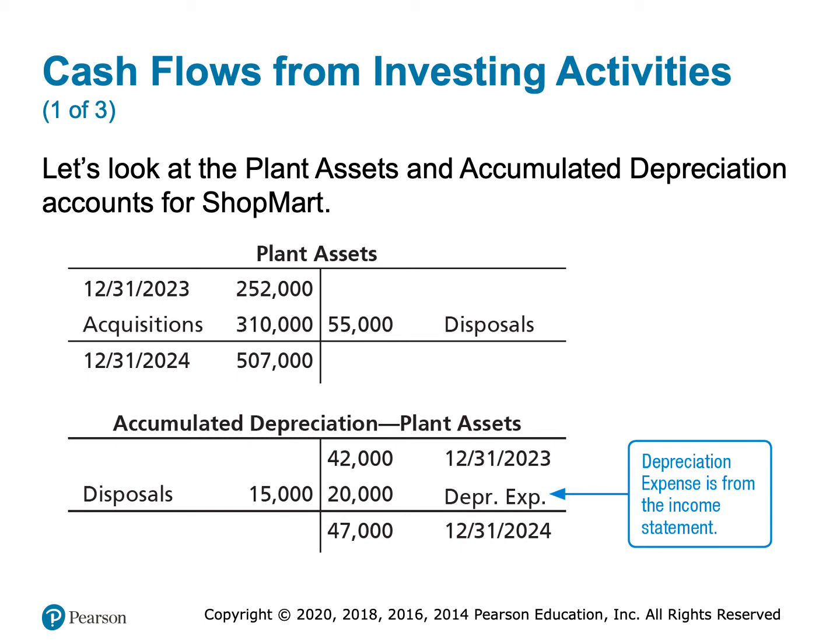When I look at accumulated depreciation, it was 42 last year, it's 47 this year. Now, I know that I had depreciation expense of 20,000. Remember, depreciation expense is a debit to depreciation expense and a credit to accumulated depreciation. So I know that I credited accumulated depreciation for 20,000. But when I sold that plant asset, remember, I have to take the accumulated depreciation off. So I debited accumulated depreciation for 15. So that's how the account works out that I have an ending balance of 47.